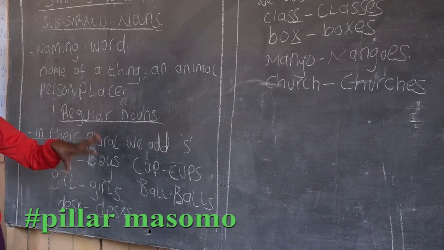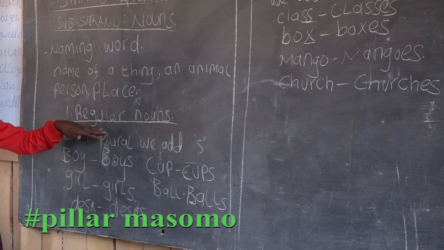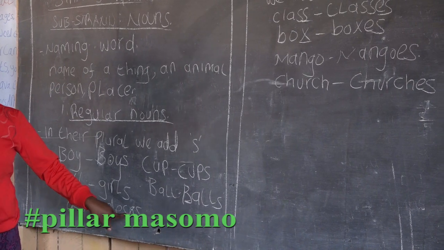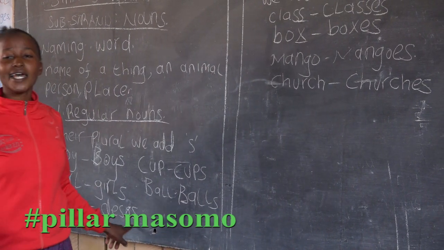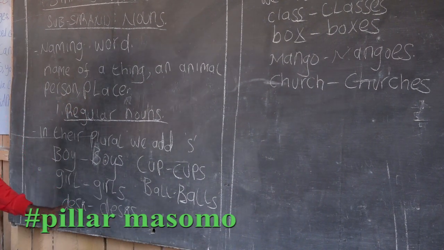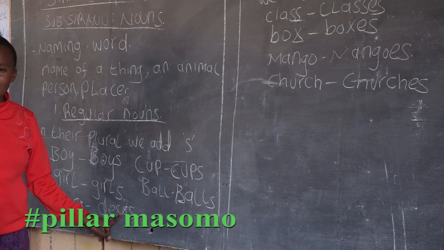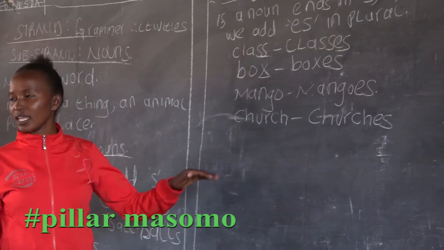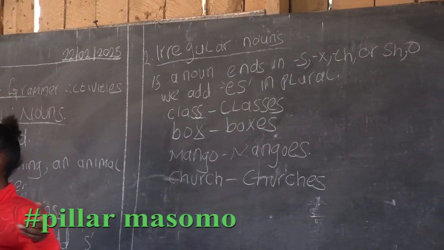Because we are just adding S. We cannot say "desk case." That is very wrong, okay? That is why we say desk, desk, desks. Okay, another example, somebody, Joy.